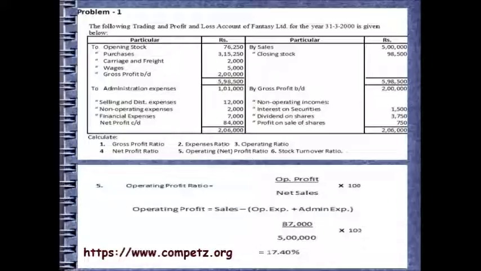5 lakhs minus your operating expense. Remember friends, operating expense we have just calculated. That is in your third ratio, operating ratio: COGS plus your operating expense. 3 lakhs plus 1,13,000, that is 4,13,000. So we will just write there 4,13,000. So sales is 5 lakh minus your 4,13,000 is equal to 87,000. 87,000 is your operating profit divided by net sales, 5 lakhs, multiplied by 100. You will get an answer 17.40% as your operating profit ratio.